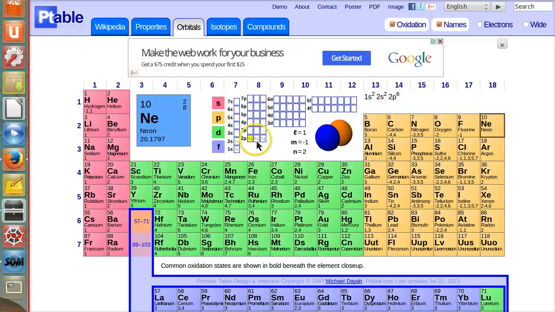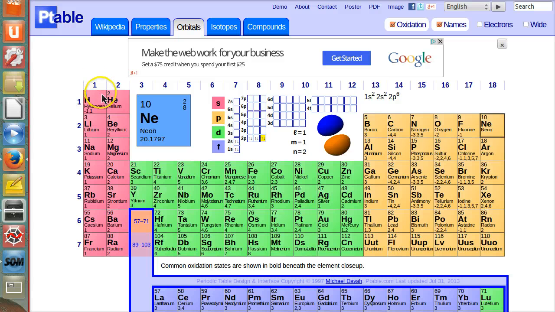Again, neon has 8 electrons in its outermost shell. 1, 2 in the 2s, 3, 4, 5, 6, 7, 8. Shell 2 has a total of 8, group 18. So 8, 7, 6, 5, 4, 3, 2, 1.